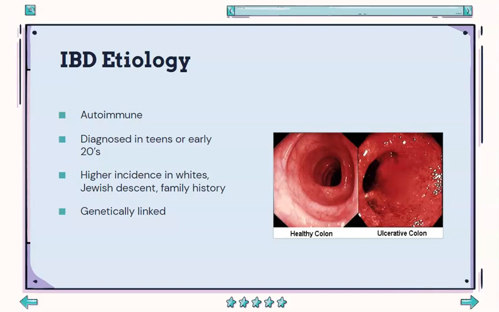You can see in the image that on the left side is a healthy colon, and on the right side is an ulcerative colon. So the healthy colon, it's open, the tissue is nice and pink, looks well, good blood supply and everything. And then the picture on the right, that's the ulcerative colon. It is swollen. There's some narrowing.